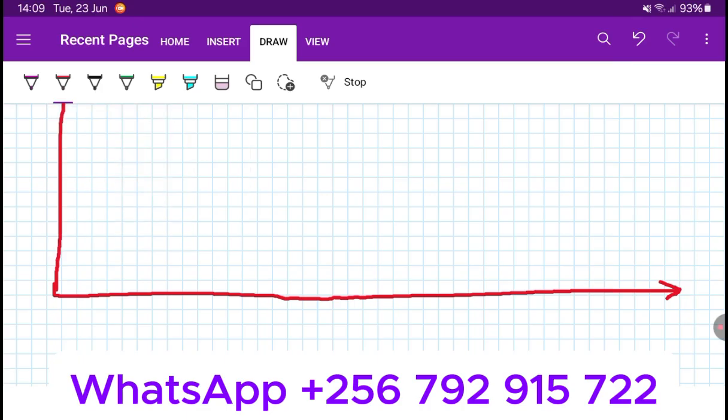Because I'm not using a graph paper, but if you're using a graph paper, let me assume those are 2 centimeters. Let me also assume that these are 2 centimeters. Also that 2 centimeters. Even that maybe is 2 centimeters. That is also 2 centimeters. Even that. So we want 5 years. We want 6 years. So this is 1. This is 2, 3, 4, 5, 6.